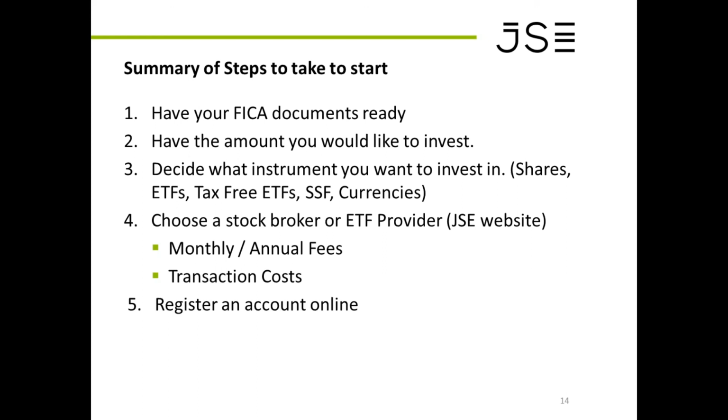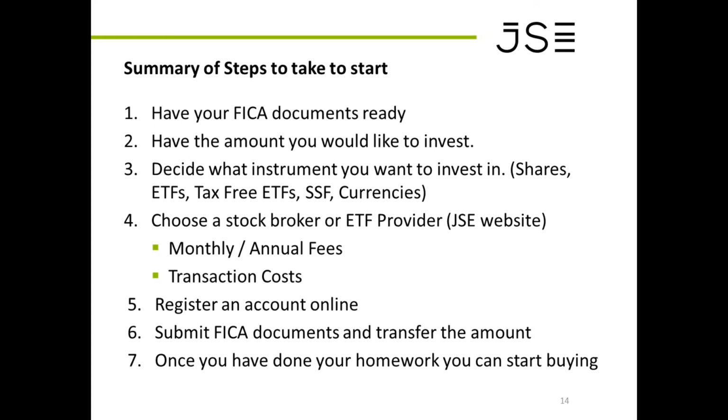And register an account online. So once you've chosen the broker, you can register online. You then email your FICA documents or post it, and then you transfer the amount into the bank account that they give you with your account number. You submit your FICA documents, as I said, and transfer the amount. And once you have done your homework, you can start buying shares. So once you've got all the admin out of the way, now you're ready to at least start looking. Make sure you do your homework before you buy any share or ETF or whatever it is that you're going to start investing in. And that's really a summary of how to get started.